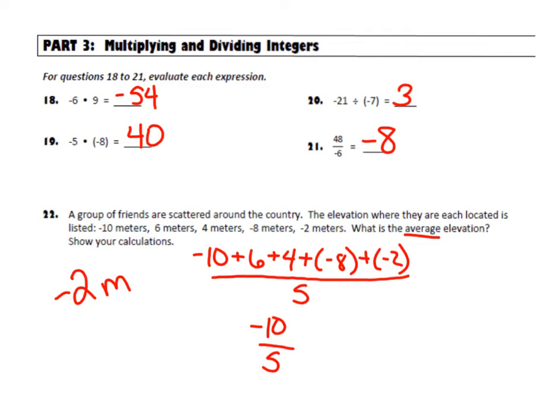18, 19, 20, and 21 is multiplication. Remember, multiplication and division. Remember, same sign, positive answer, different sign, negative answers.